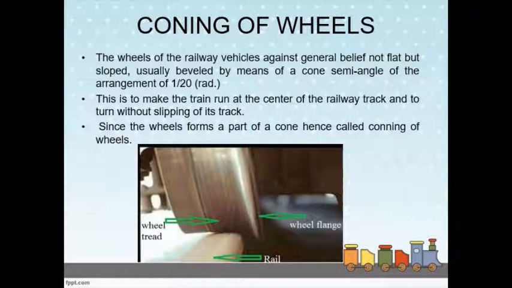The wheels of railway vehicles, against general belief, are not flat but sloped. Usually they are beveled by means of a cone with a semi-angle of the order of 1 by 20 radians. This is to make the train run at the center of the railway track and to turn without slipping off its track. Since the wheels form a part of a cone, it is called coning of wheels. We will discuss here in detail why coning is provided and its benefits. Before that, we can discuss the concept behind coning of wheels.